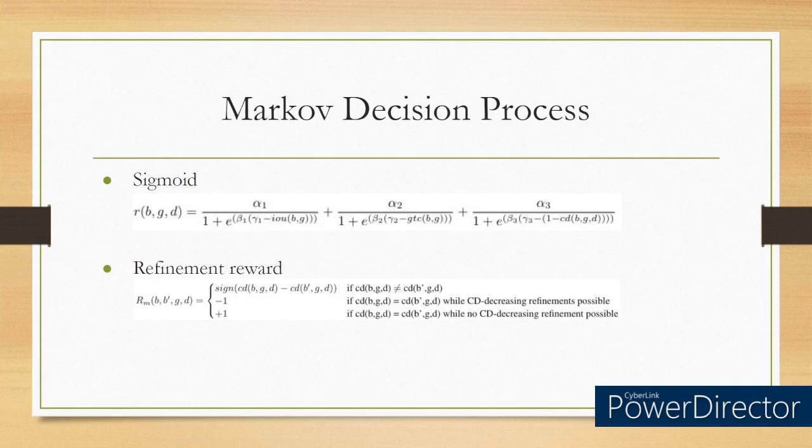In the second stage, the sole objective of the refinement steps is to center the object with the bounding box. Therefore, only the CD metric is used in the reward function. Decreasing the CD is rewarded, while increasing it is punished. If the agent doesn't move, the reward depends on the possibility of achieving a smaller CD.